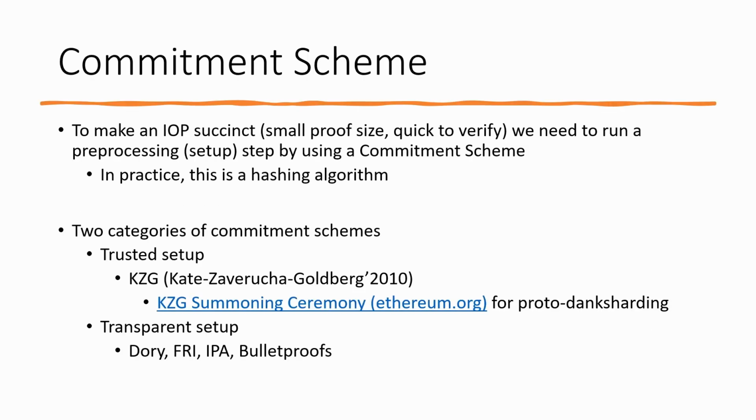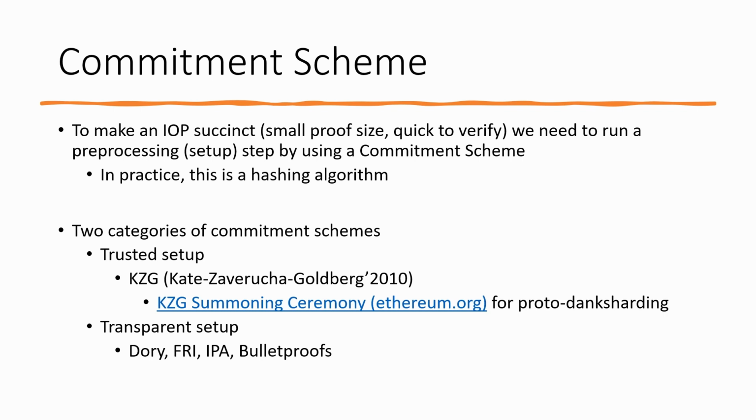The next component of a SNARK is the commitment scheme. A commitment scheme is essentially an algorithm that takes an IOP, which is a large set of equations, and condenses them into something short and quick to verify. This act of condensing the IOP using a commitment scheme is known as a pre-processing step or setup step. Commitment schemes are necessary because they take the IOP and make it succinct and zero knowledge. In practice, a commitment scheme can be thought of as a hashing algorithm.